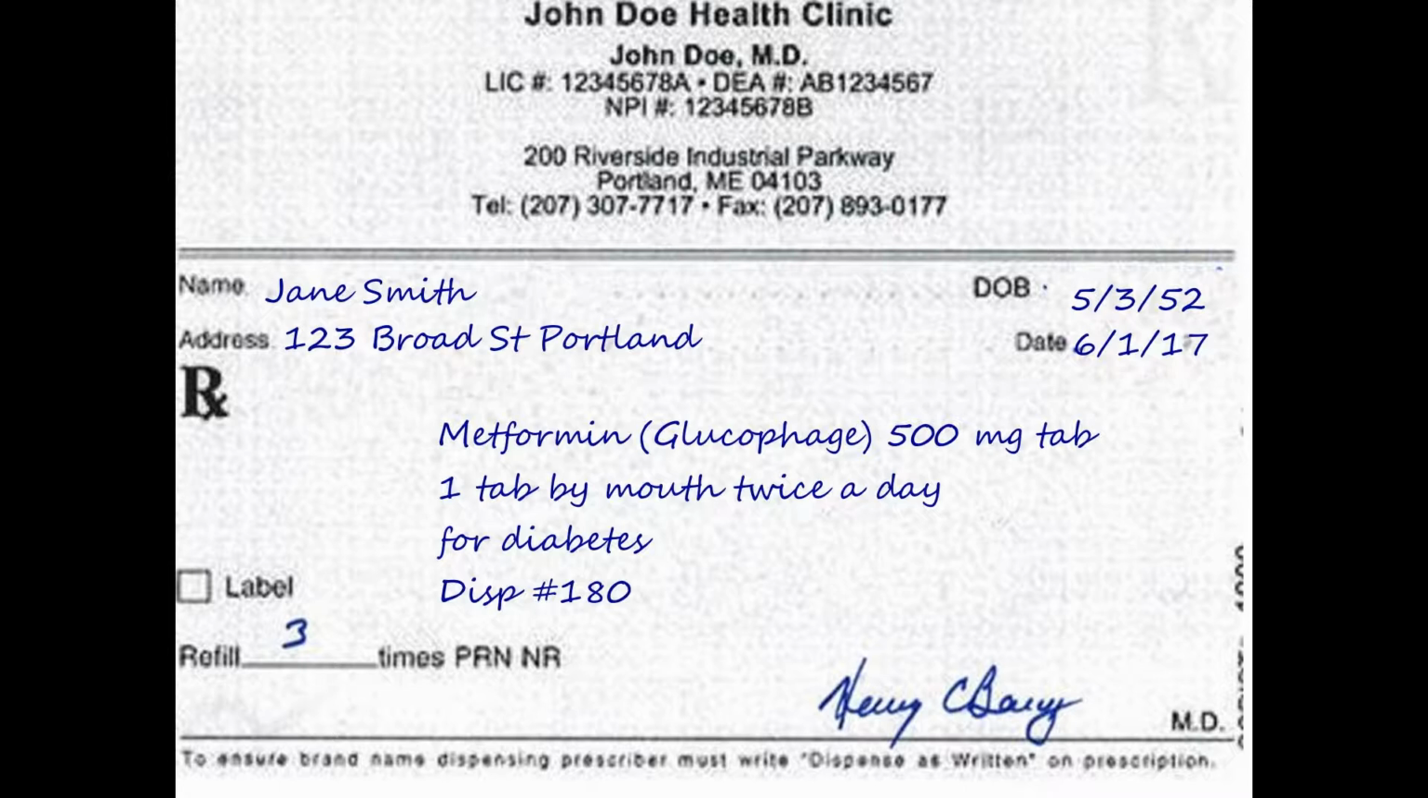So first off, when prescription writing, we start with the medicine name. It's important to note that most medications have 2 names, a brand name from the manufacturer and a generic name, which is the chemical name that that medication goes by. In this example, we see the drug metformin, in parentheses is Glucophage, so we have the brand and generic names.